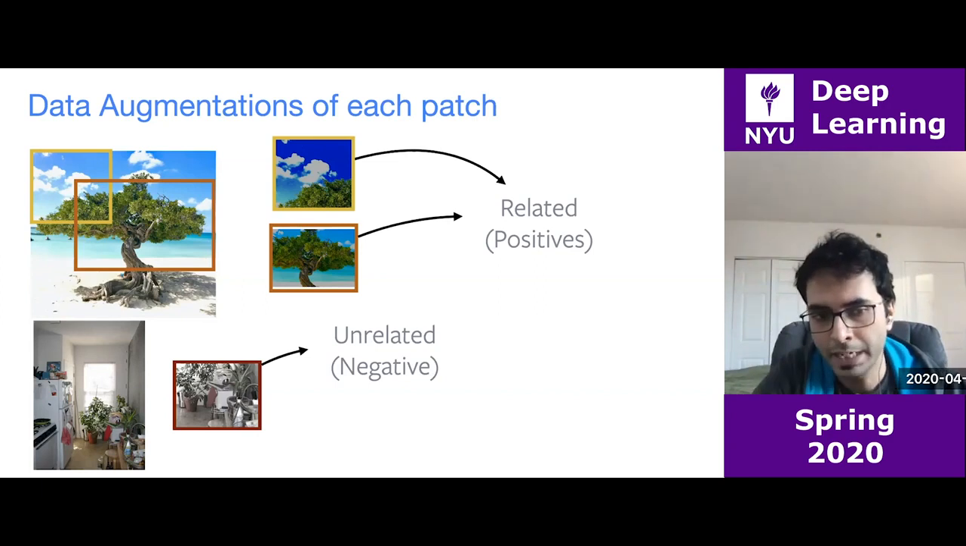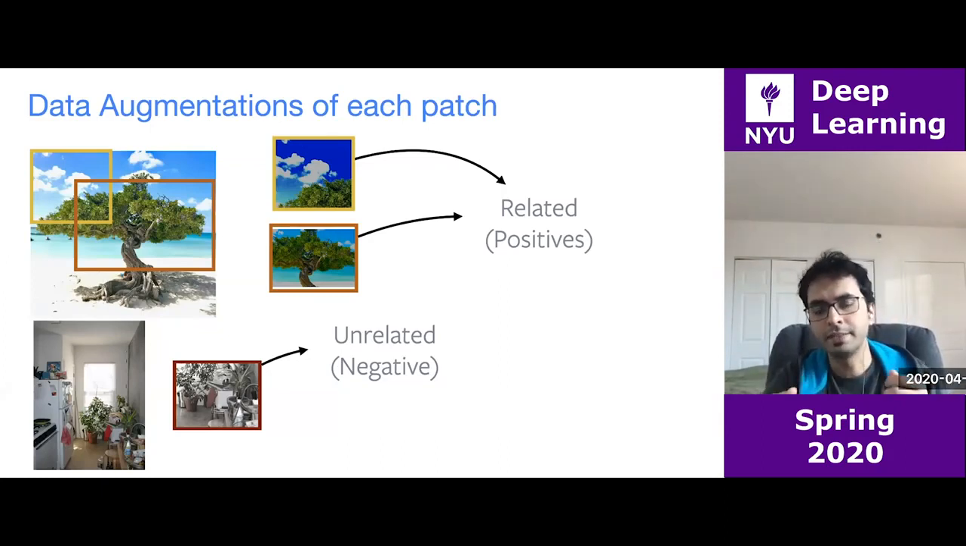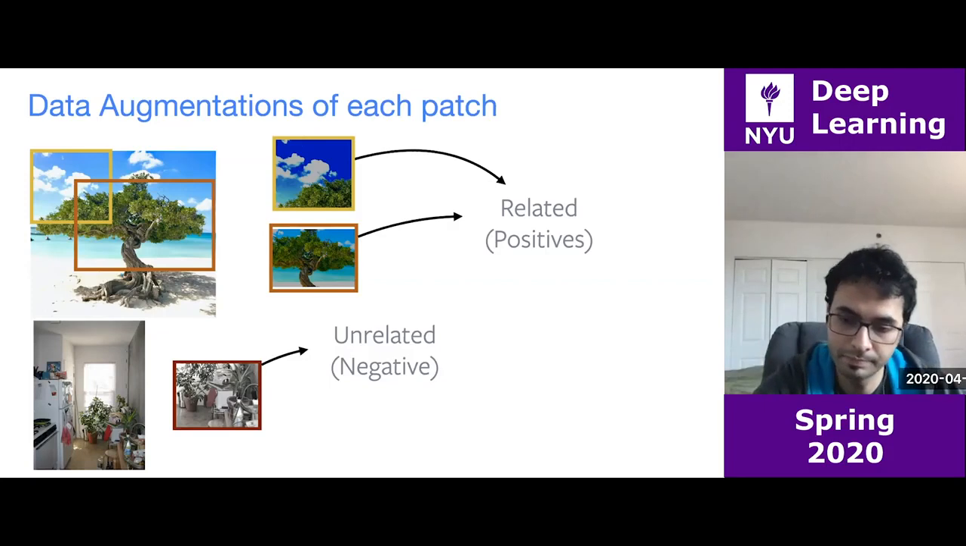You extract another patch from a different image, and this is again a random patch, and that becomes your negative. A lot of these methods will extract a lot of negative patches, and then they perform contrastive learning. So you are relating two positive samples, but you have a lot of negative samples that you're contrasting this against.